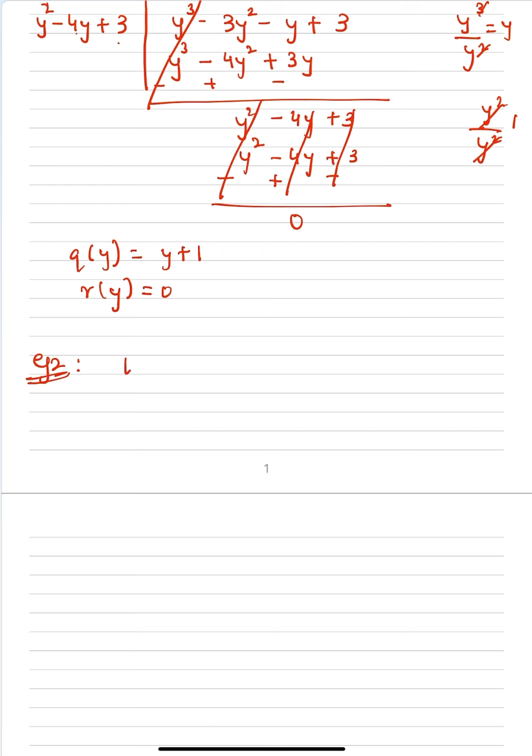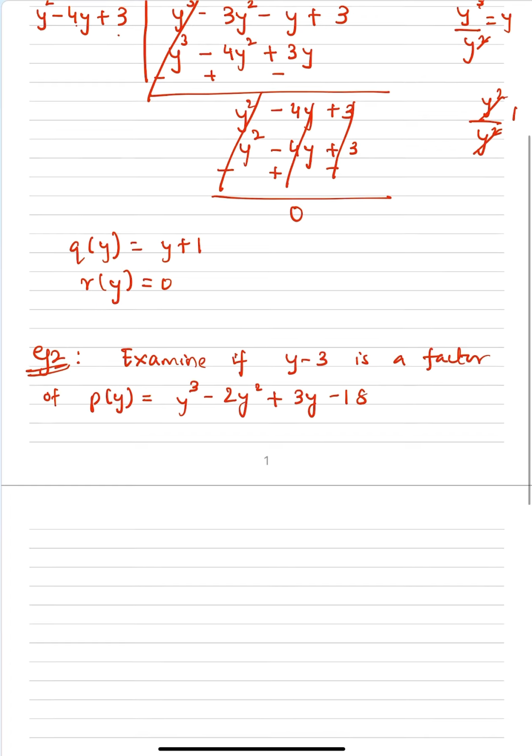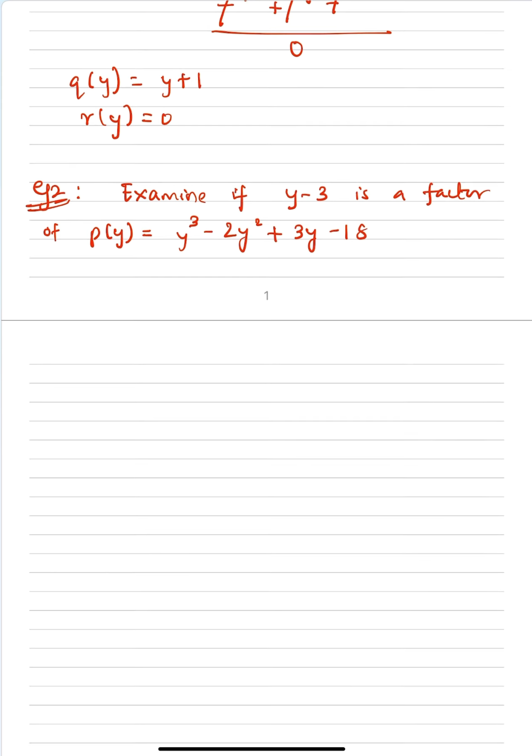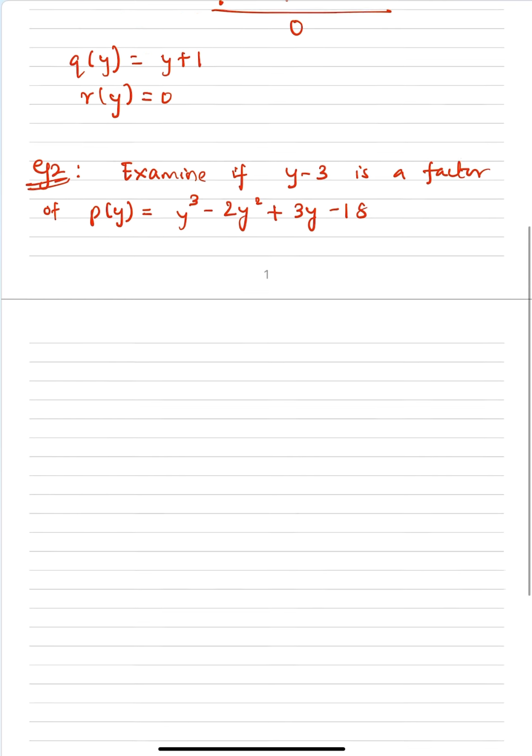Examine if y minus 3 is a factor of p of y, which is equal to y cube minus 2y square plus 3y minus 18. Okay, now see, this we will do by the division method. We should know whether y minus 3 is a factor or not. That means the remainder should be 0. Okay, we will do the division method. At last I will show you one more method also.